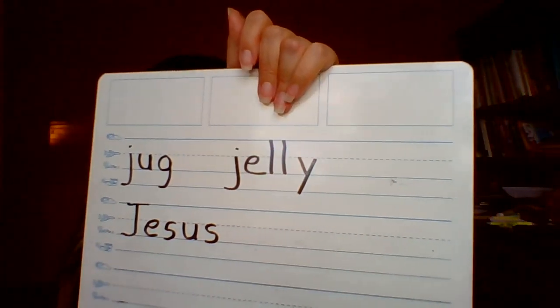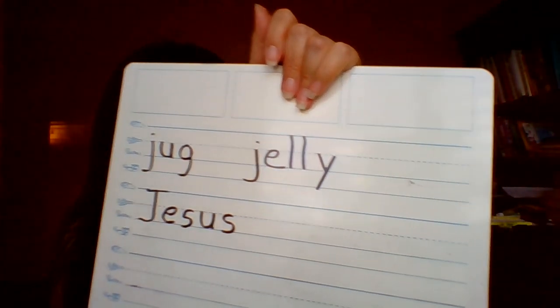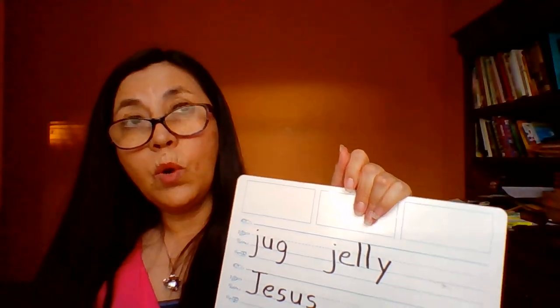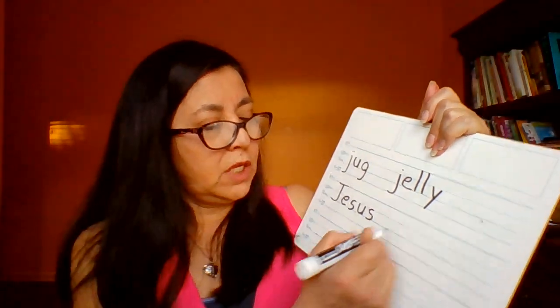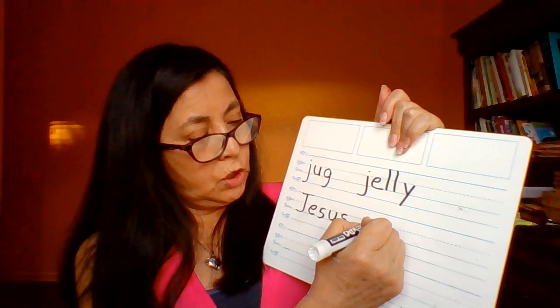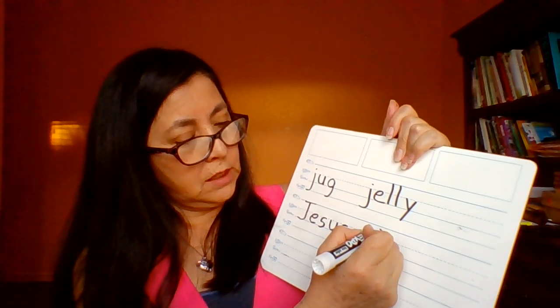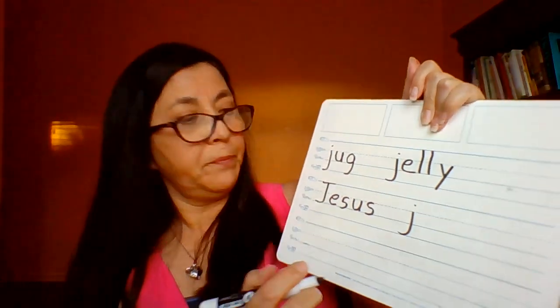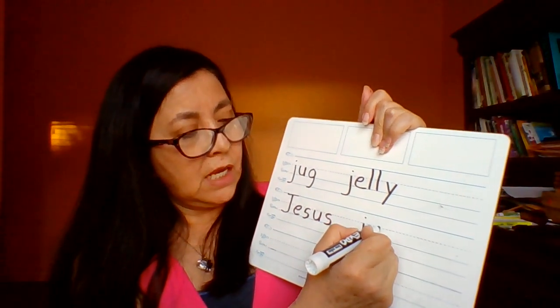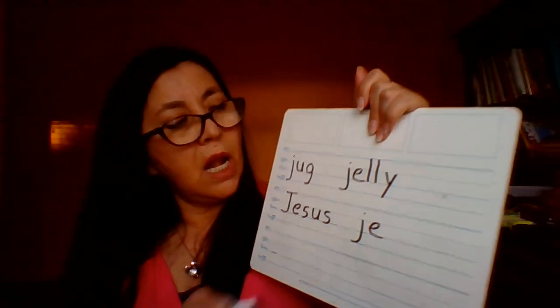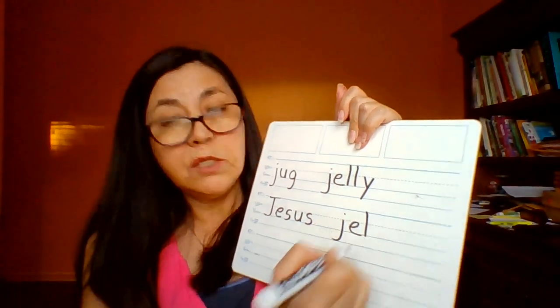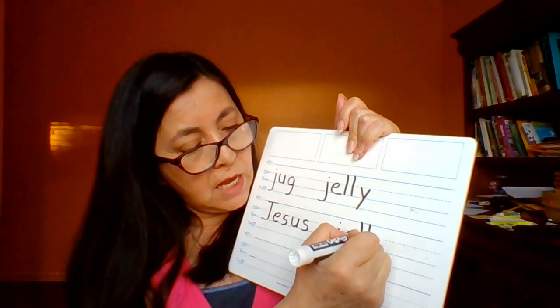Okay, can you think of another word with J? Jaguar, good job. Jello, let's write jello. J, plain line, down to the grass line. Oh, no, to the warm line. And then J, E, L. Oh, this one has two L's too. Jello.